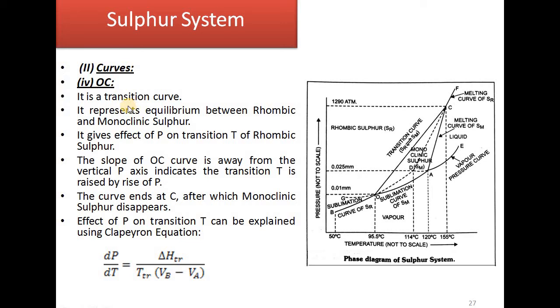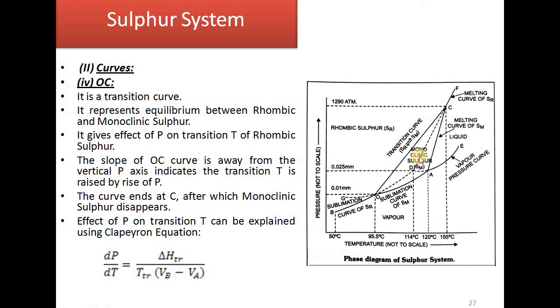Next one is curve OC. Curve OC is what? It is a transition curve. It represents the equilibrium between rhombic sulfur and monoclinic sulfur. It gives the effect of pressure on transition temperature of rhombic sulfur.